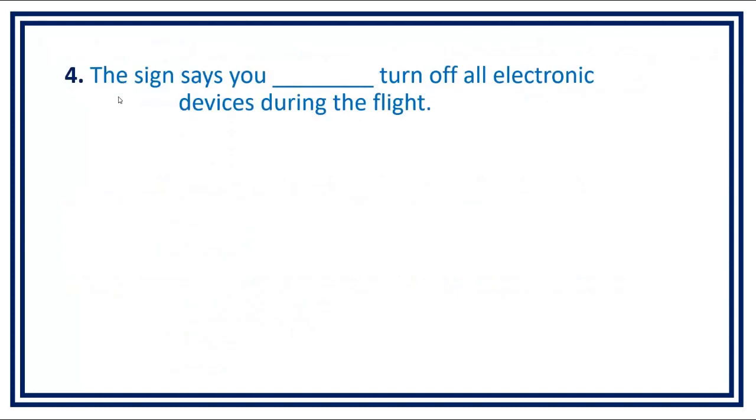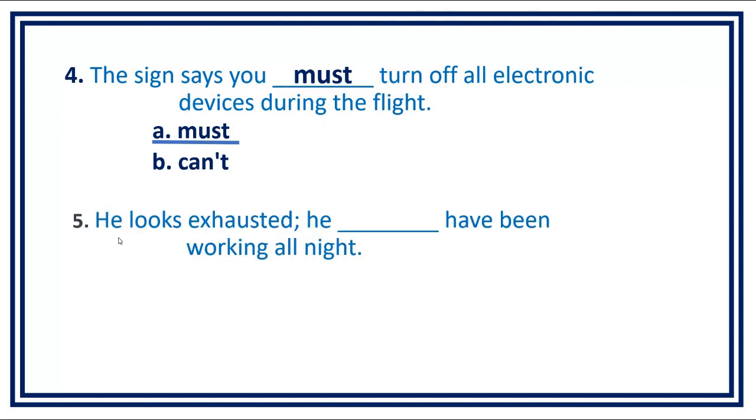Number 4. The sign says you blank turn off all electronic devices during the flight. A must, B can't. Answer is, the sign says you must turn off all electronic devices during the flight.